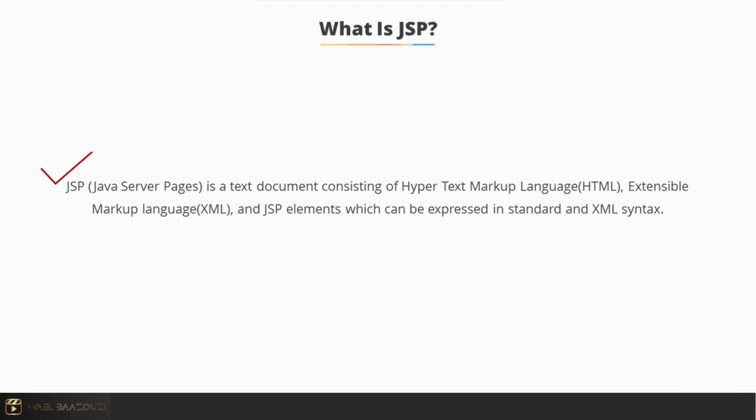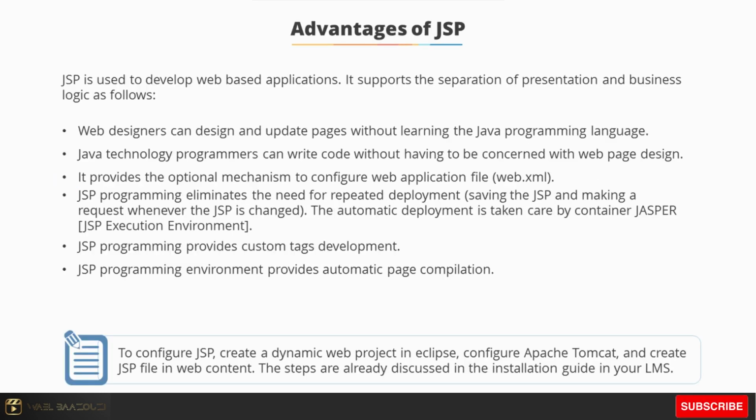JSP is a text document consisting of HTML, XML, and JSP elements which can be expressed in standard and XML syntax. JSP is used to develop web-based applications. It supports the separation of presentation and business logic as follows. Web designers can design and update pages without learning Java programming language. Java technology programmers can write code without having to be concerned with web page design.